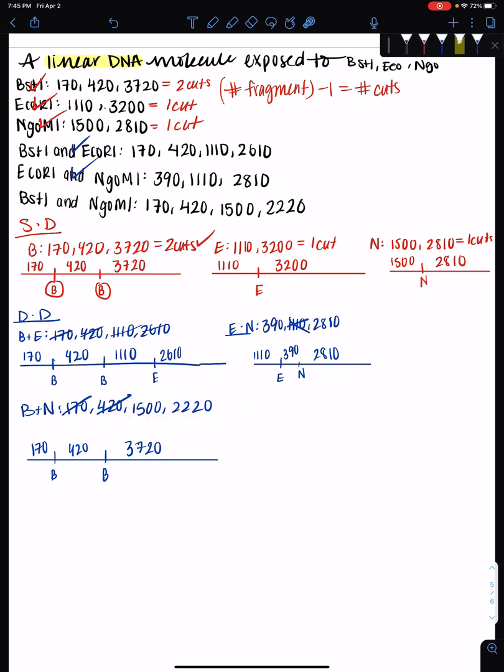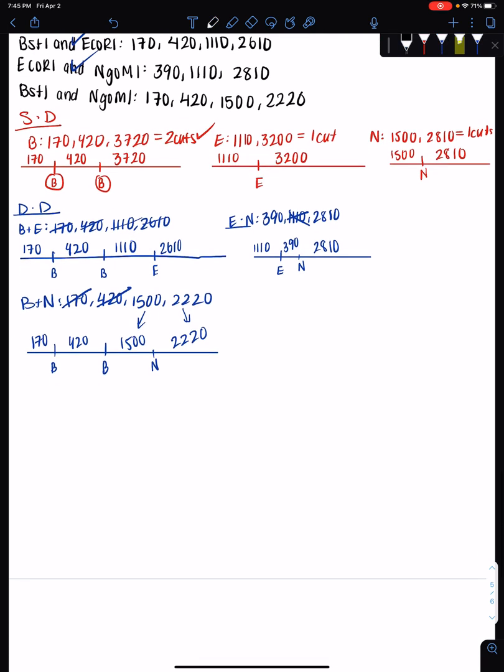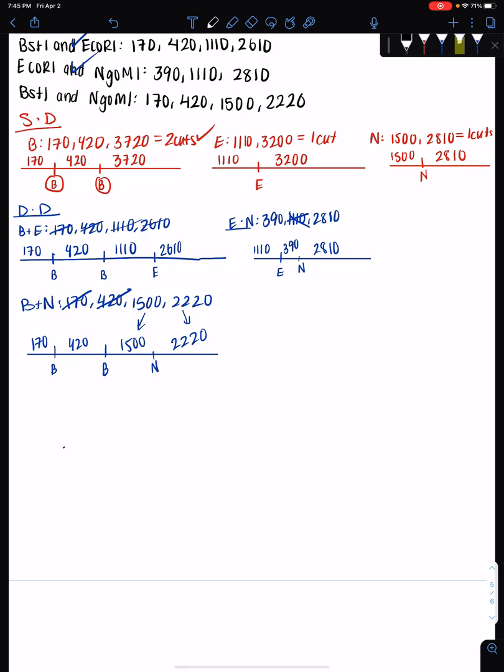Since we used the single digest for B, we're missing the enzyme N. So that piece is going to be cut by N into 2200, and the smaller area is going to be split into 1500. Cool. So let's make our full digest.